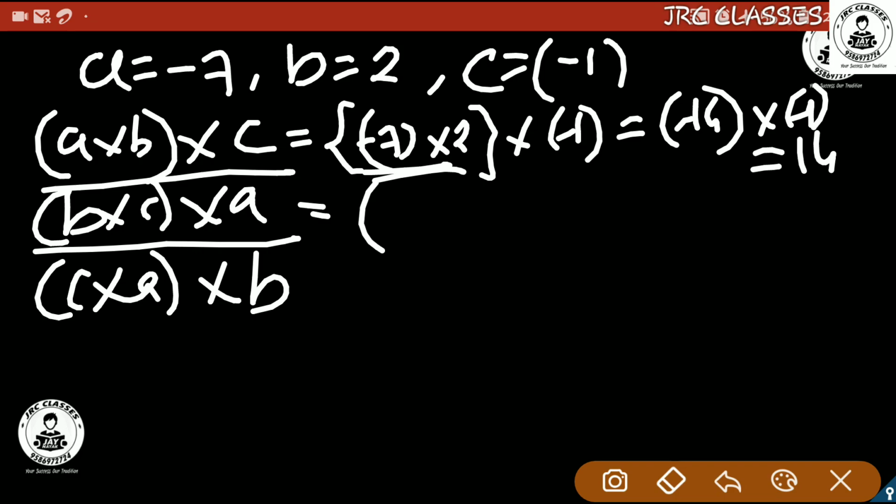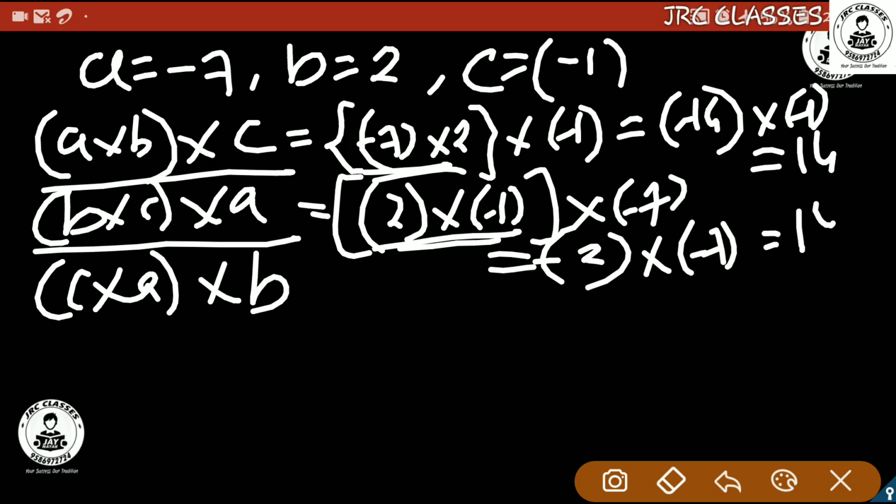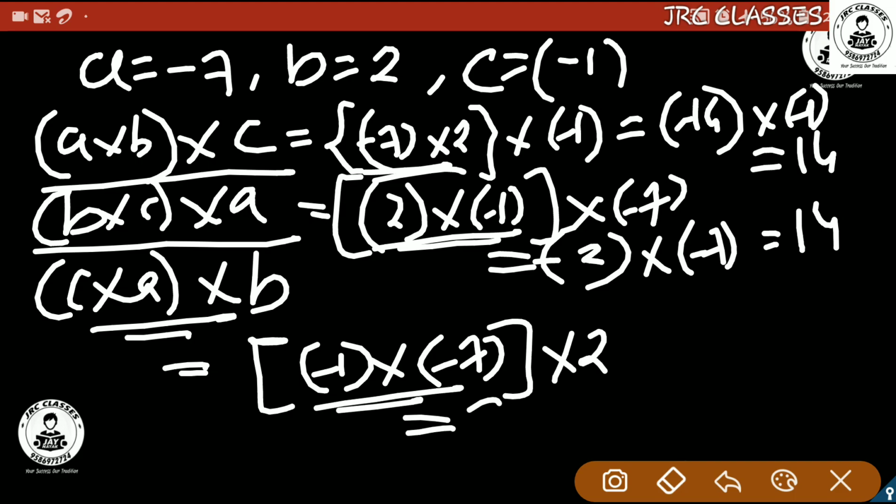B is 2, C is minus 1. 2 into minus 1, then multiplied with minus 7. 2 into minus 1, the answer is minus 2. Into minus 7, minus minus plus, that is plus 14. C into A, what is C? C is minus 1. What is A? That is minus 7. What is B? That is 2. C into A, minus minus plus, that is plus 7. 7 into 2, that is 14.